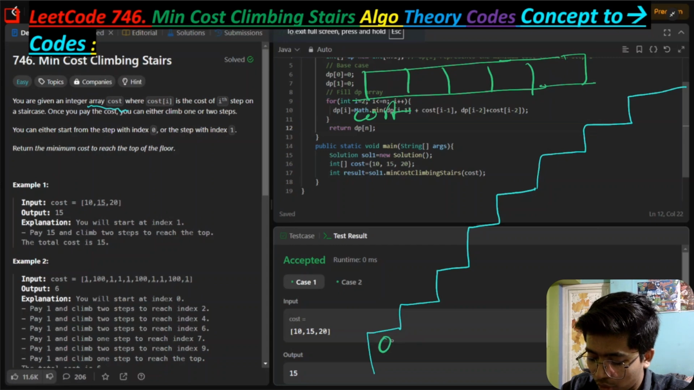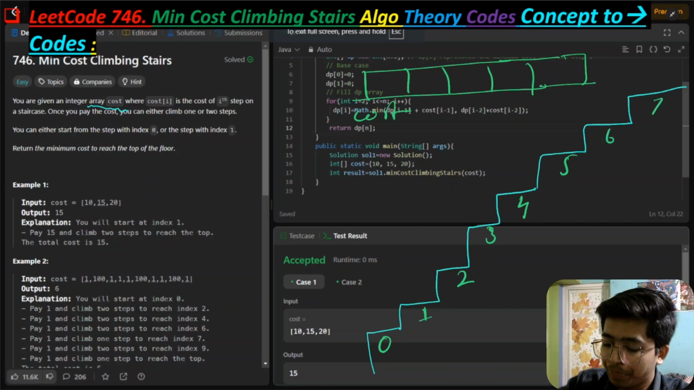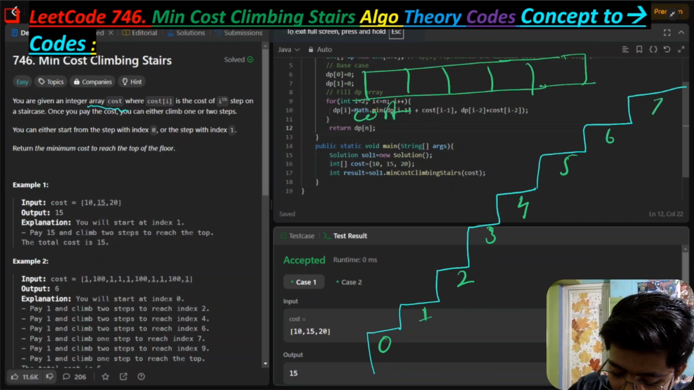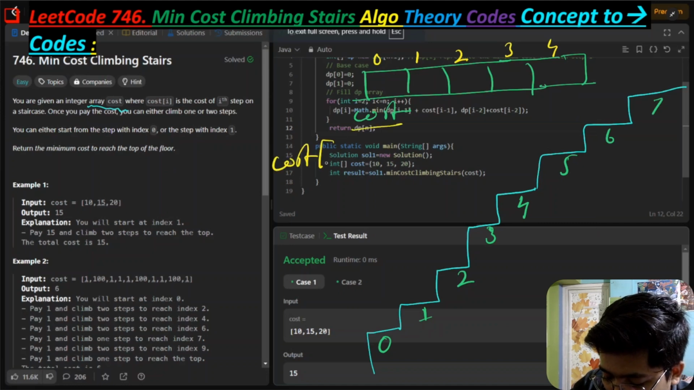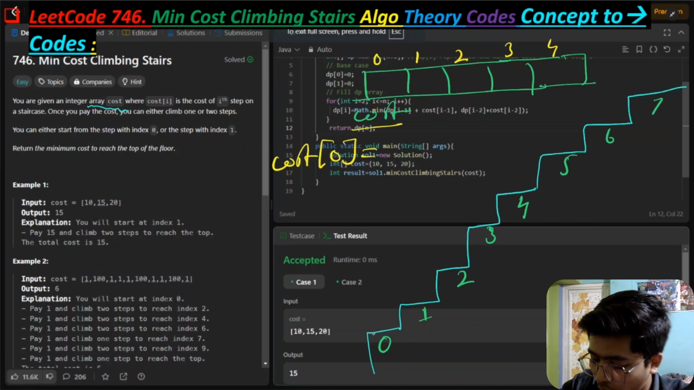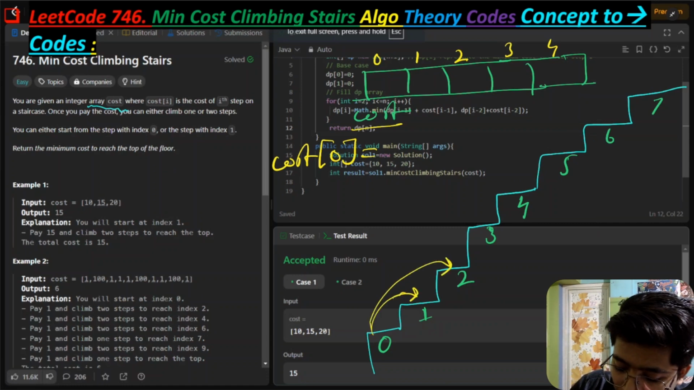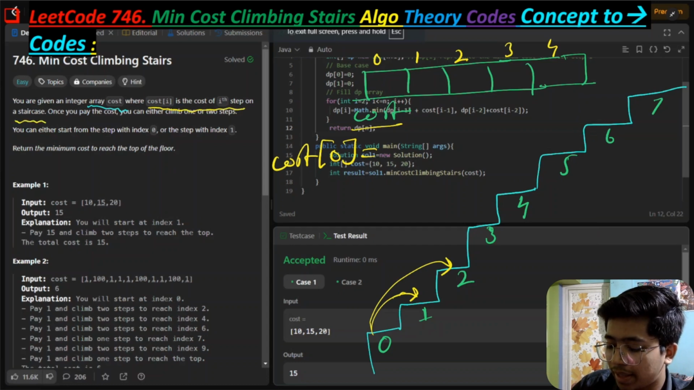Let's suppose this is the 0th step, this is the 1st step, this is the 2nd step, this is the 3rd step, this is the 4th step, this is the 5th, 6th, and 7th, and so on. And here the index of this array is 0, 1, 2, 3, 4. So the cost of 0 represents the cost to move from here to here, or here to here. They are telling that cost[i] is the cost of the ith step on a staircase.